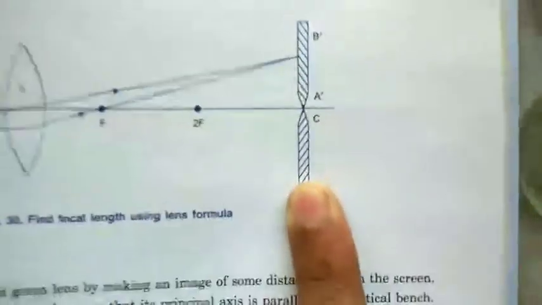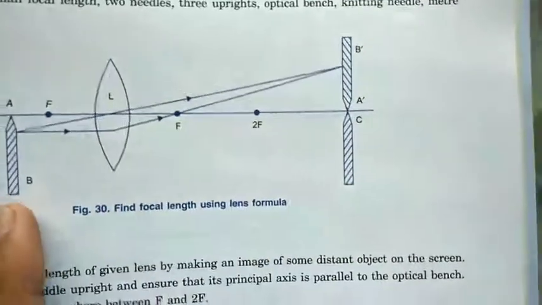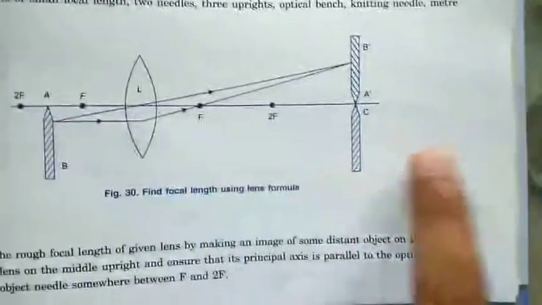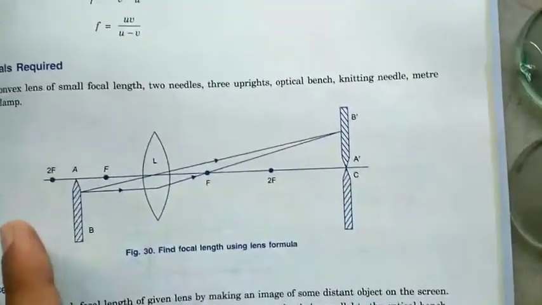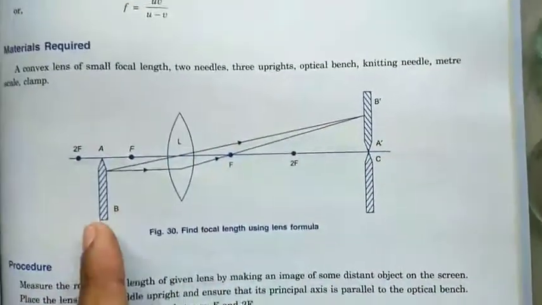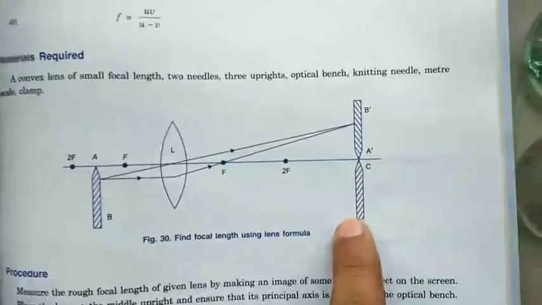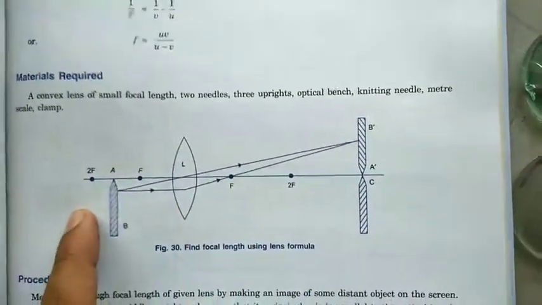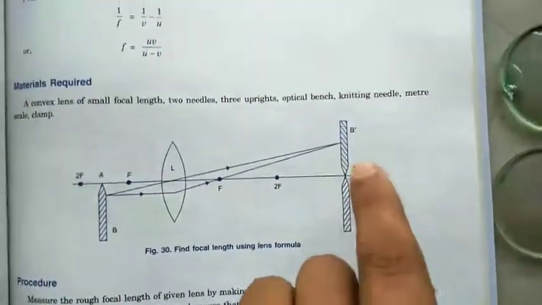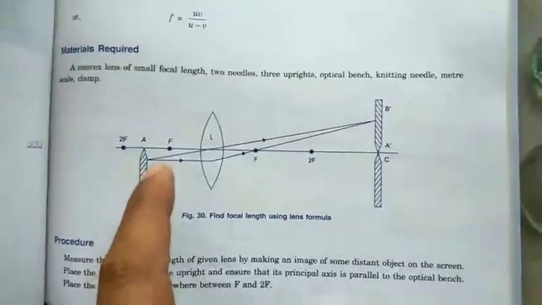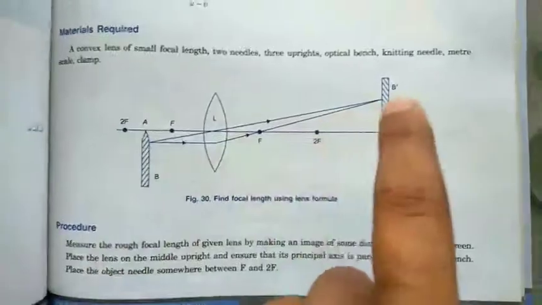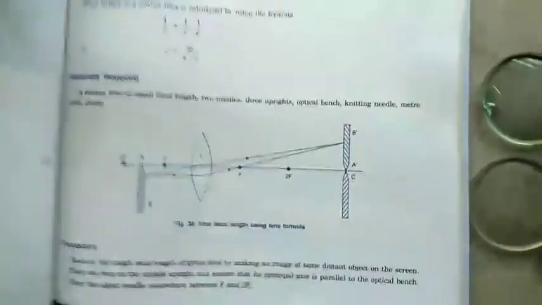We have to place an object and image. The image of this object should be inverted at this place. This is our object, this is our image needle and this is the image of the object AB. This is object AB and the image of this object is A dash B dash. So let's start.